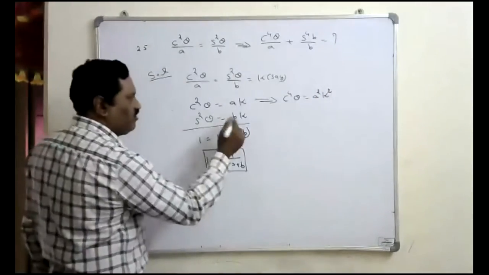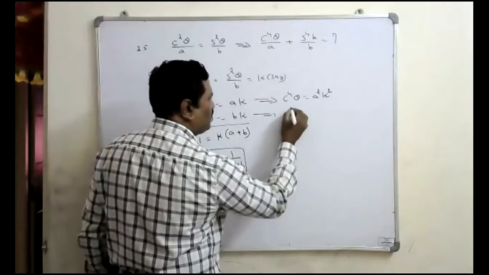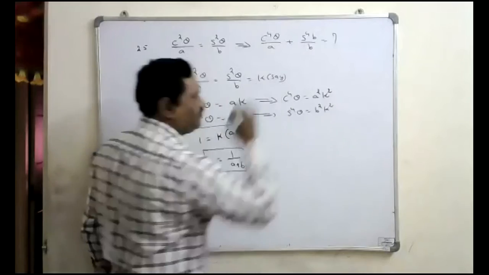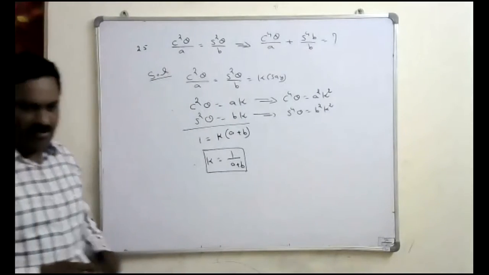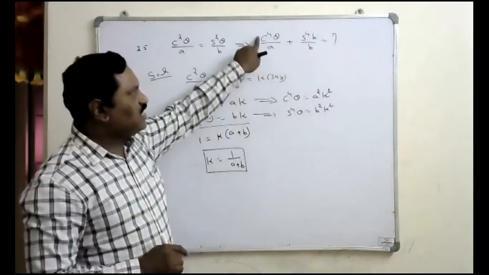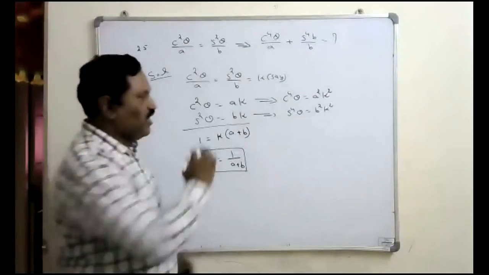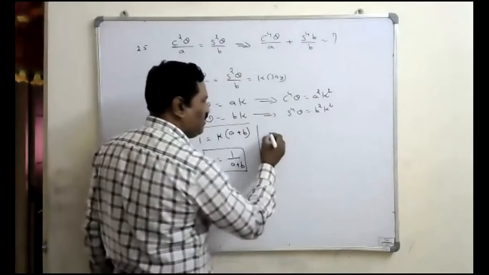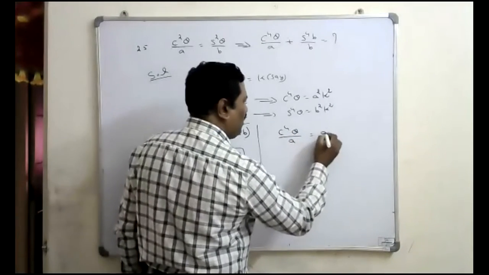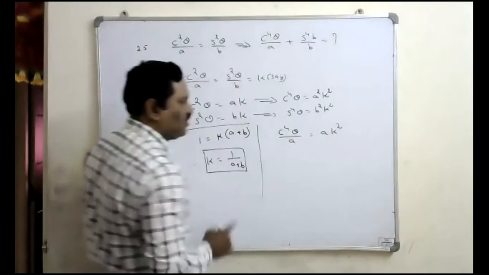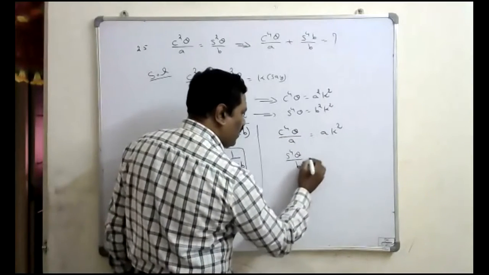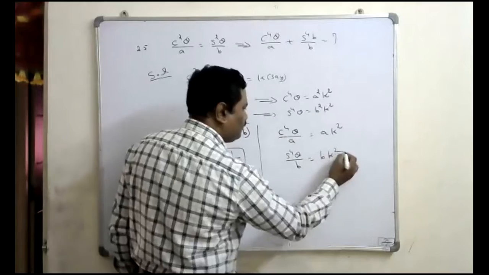Similarly, square this equation on both sides, then we get sin power 4 theta equal to b square k square. Now divide the first equation by a on both sides because we want cos power 4 theta upon a. Therefore, cos power 4 theta by a equals a k square, and dividing by b, sin power 4 theta by b equals b k square.